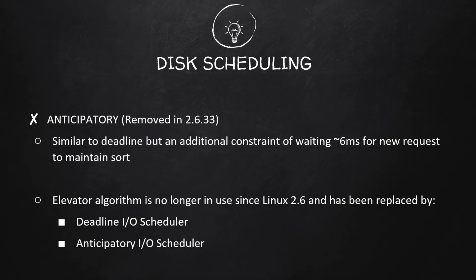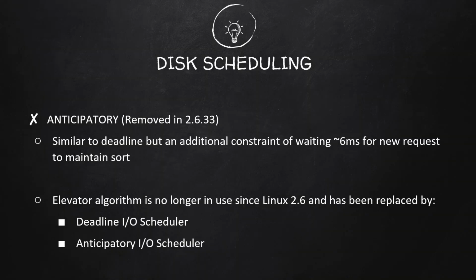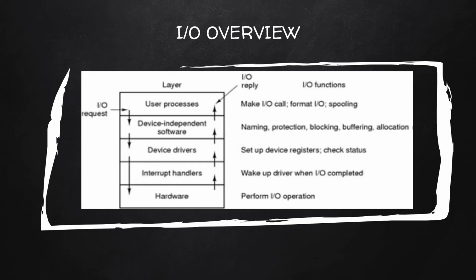Anticipatory was removed in 2.6.33. It's similar to deadline, but with an additional constraint of waiting 6 milliseconds for new requests to maintain sort. The elevator algorithm has no longer been used since Linux 2.6 and has been replaced by the aforementioned deadline I/O and anticipatory I/O.